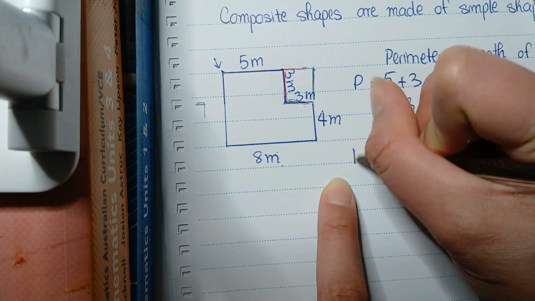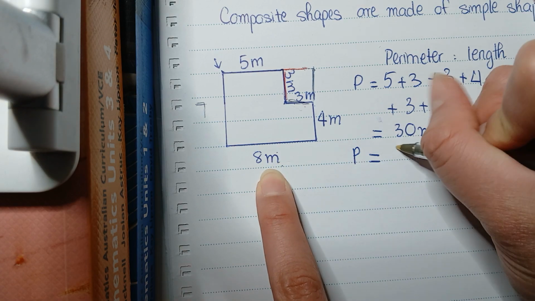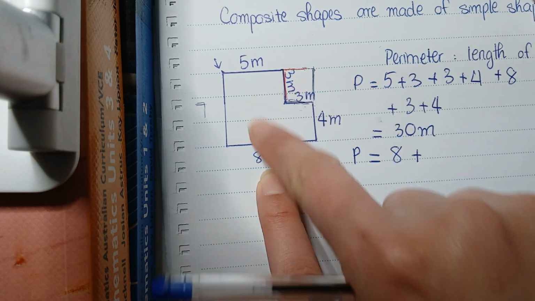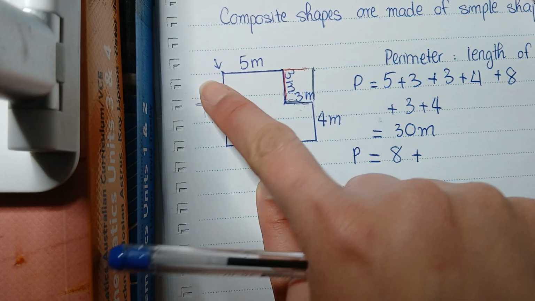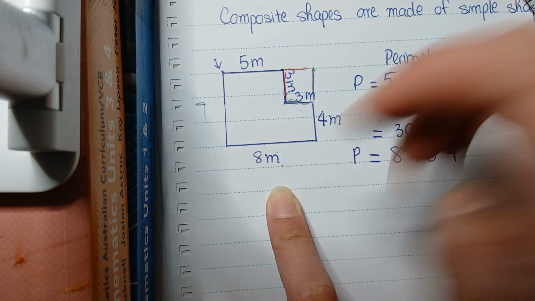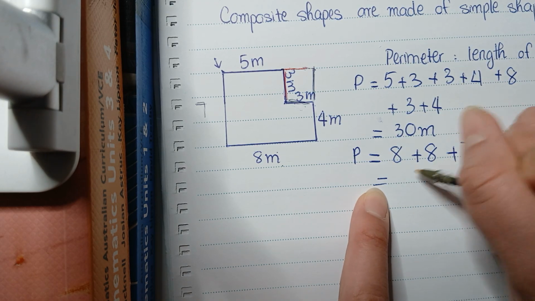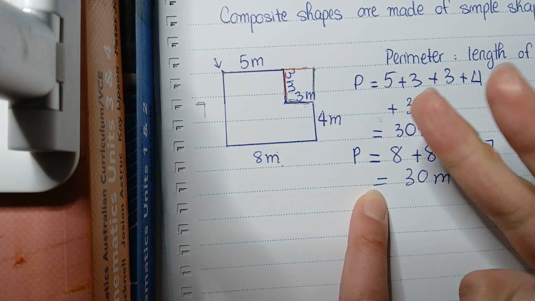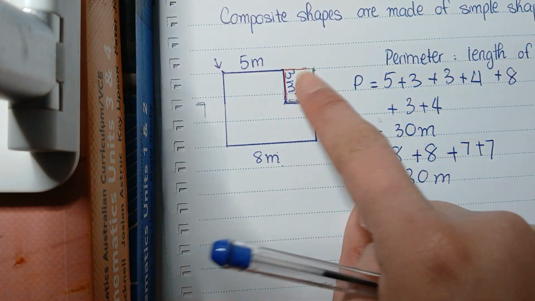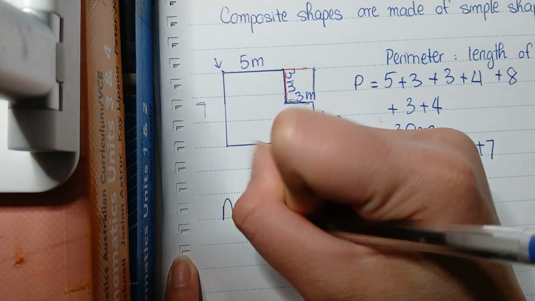So the perimeter will be equal to A plus the opposite identical length, A, plus 7 plus 7. So they add up to 30 meters. So there are two ways. You either track along the border or you make it up as a whole shape. Alright, this is perimeter. Now the area is different.